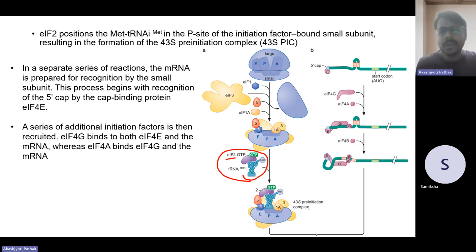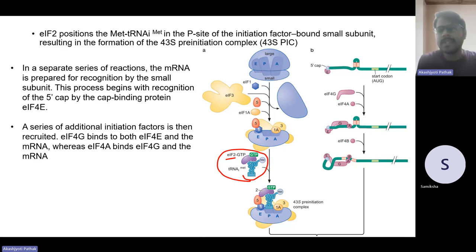P site, and this is all called the 43S pre-initiation complex, or this is also called the ternary complex. Why is it called the ternary complex? Because there are three structures here: one is the small subunit of the ribosome, one is the initiator tRNA, and another is your EIF2 protein, which is bound to GTP. Together they form the ternary complex.